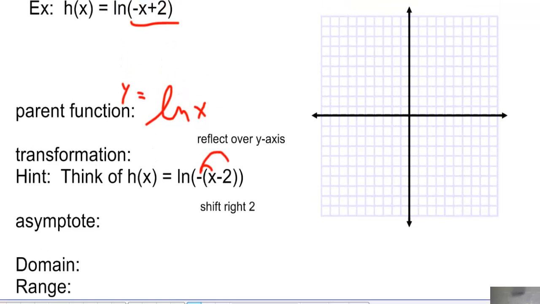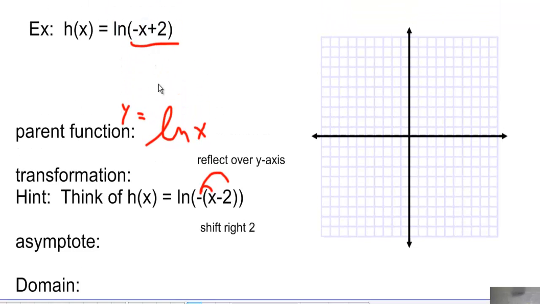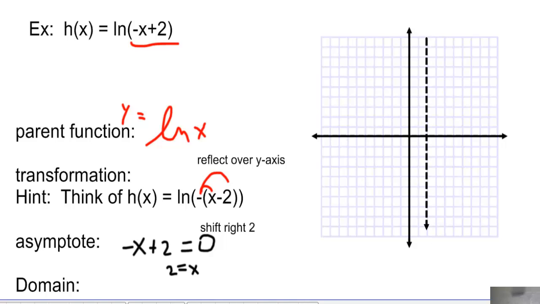To find the asymptote, we would set this whole parentheses equal to 0. So we would do negative x plus 2 equals 0. And if I add x to both sides, I get 2 equals x. And that means my vertical asymptote is going to be at x equals 2. So vertical asymptote is going to be right here.